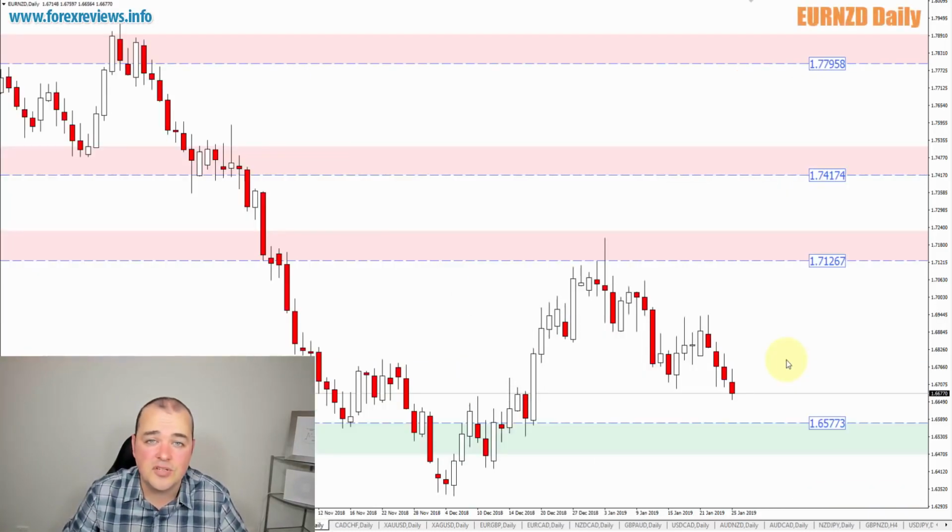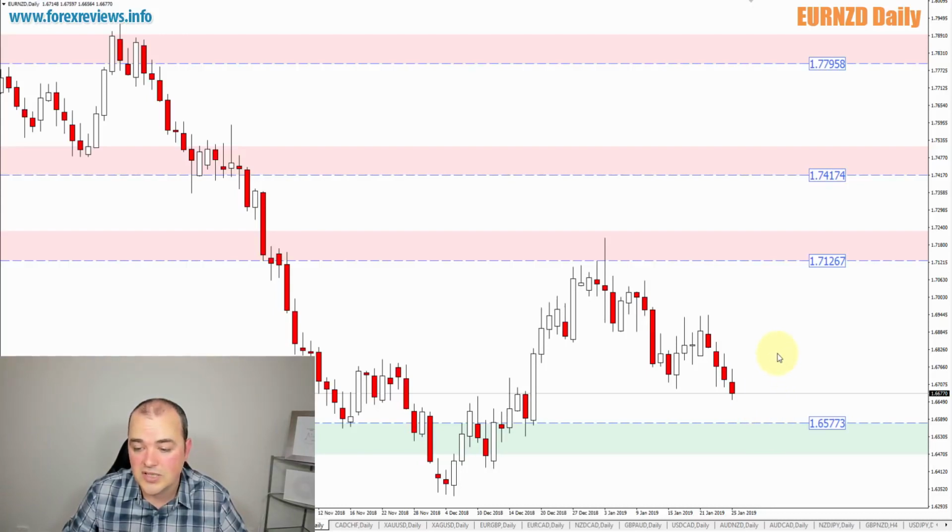The next pair to cover is Euro New Zealand, and I'm on the daily chart. Euro New Zealand is getting very close to testing the 165.77 zone area, which is a potential long-term target area I've mentioned in recent reviews on this market for all those people who are holding a sell trade from the recent test of the 171.26 zone area. And I'm expecting price will test the 165.77 zone area this week.